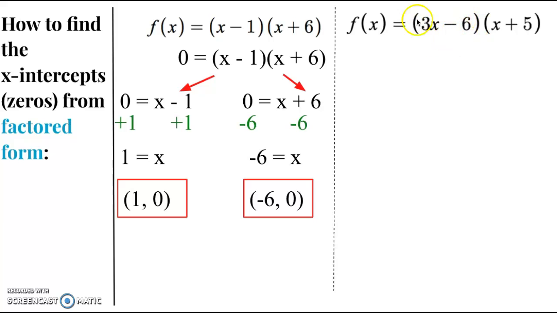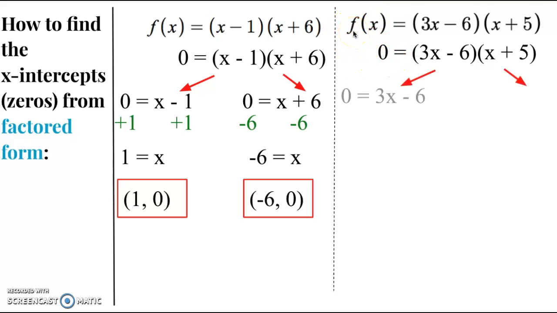Okay, so now what happens if the factors look a little bit more complicated? What we can do is the same process. We're first going to set the equation equal to 0. So change f of x to 0. And we're going to separate it into two equations. We're going to say 0 is equal to 3x minus 6, and then 0 is equal to x plus 5. And then we're going to solve them as if they were separate equations.